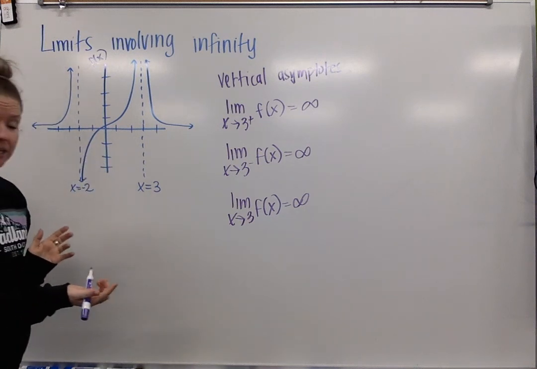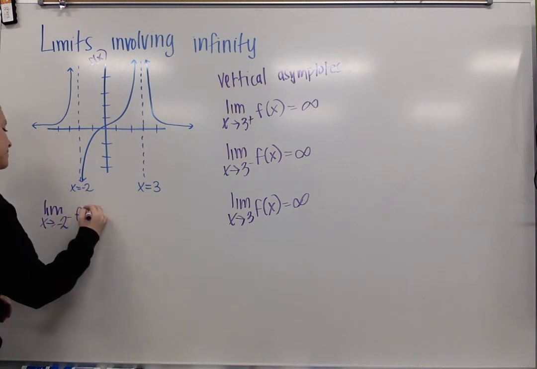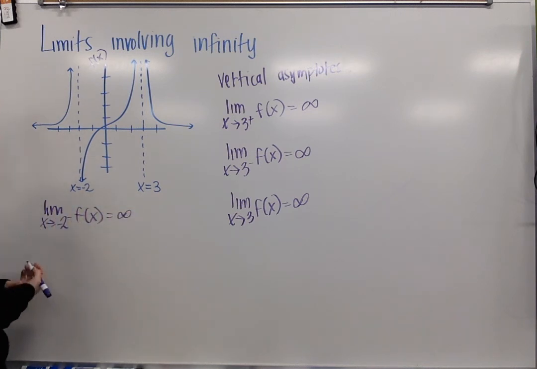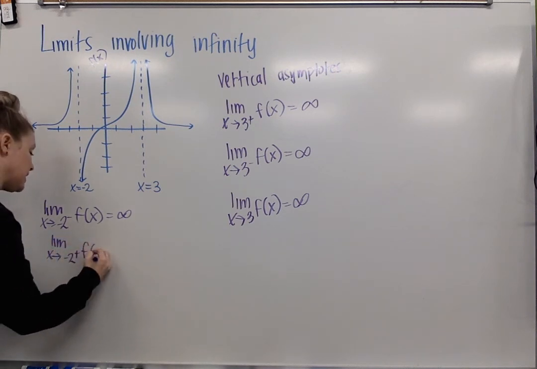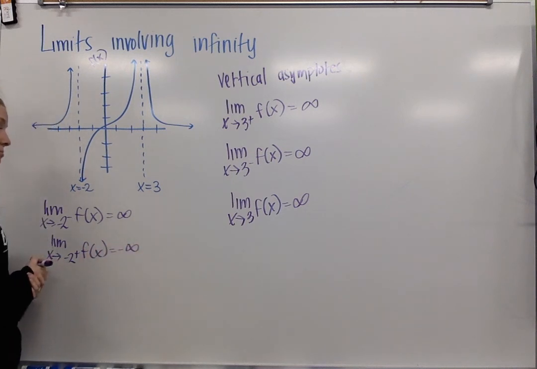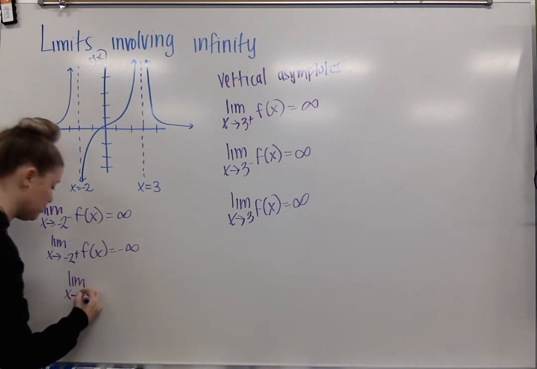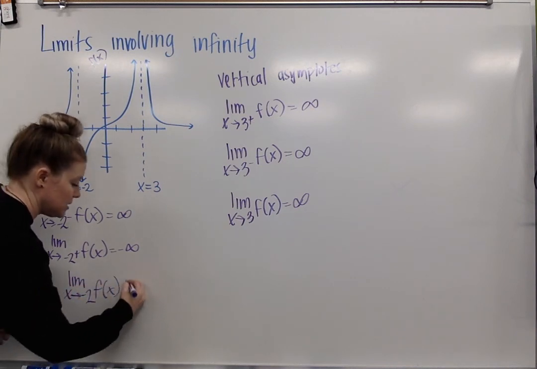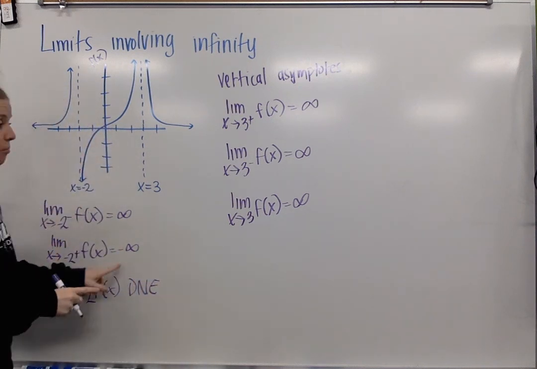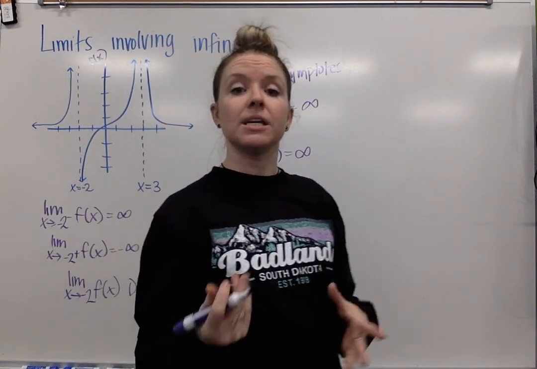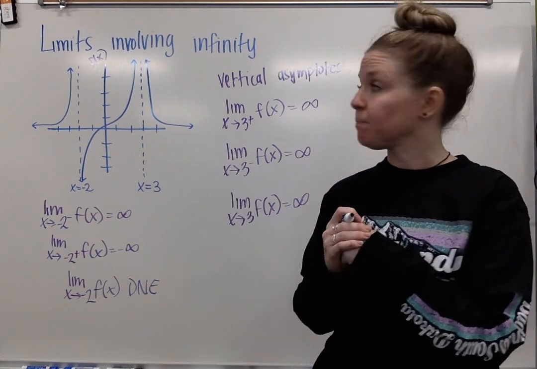But if we take a look at -2, so my asymptote here, I have one going to infinity and one going to negative infinity. So the limit as x approaches -2 from the left is going to infinity. But the limit as x approaches -2 from the right is negative infinity. These values don't match, so the limit as x approaches -2 does not exist, because they're going to separate places. Both of these are examples of seeing what a vertical asymptote looks like based on its limit behavior.